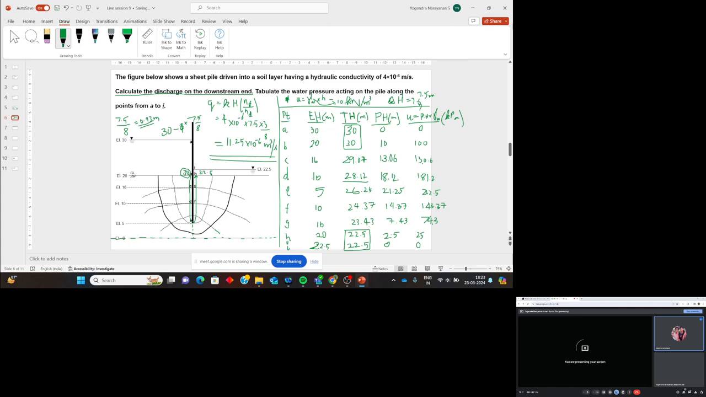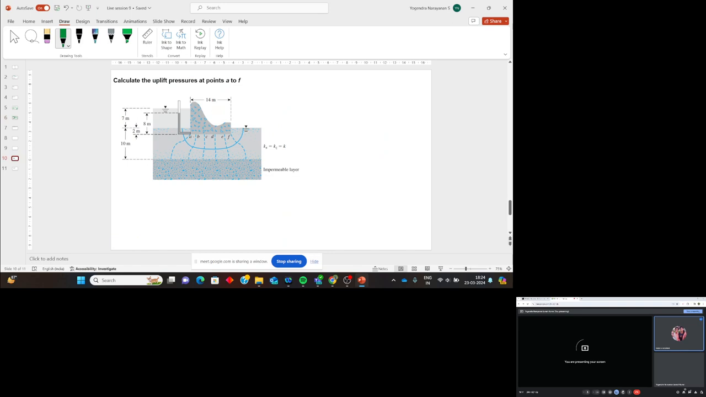Right. Now what you are seeing here? From here, the pore pressure is increasing. And while going here, the pore pressure is decreasing. So it is reaching a peak here, and towards the downstream side the pore pressure is decreased, that is, the energy of the water is getting lost. Okay? Yes, sir. Have you understood this? Yes, sir. I understood. Now, the same way you can calculate the pressures here.